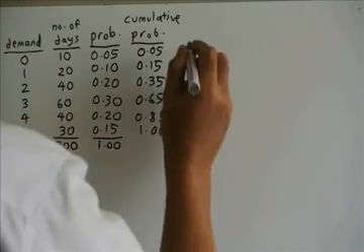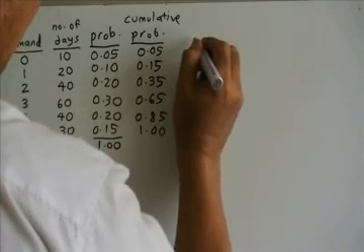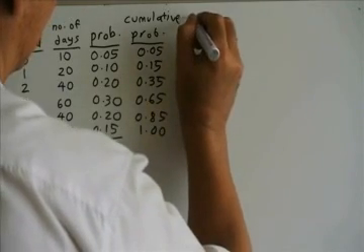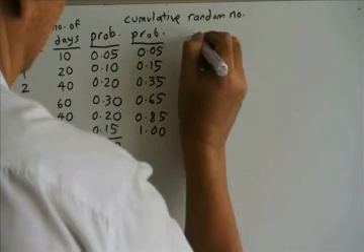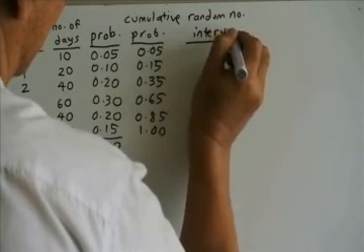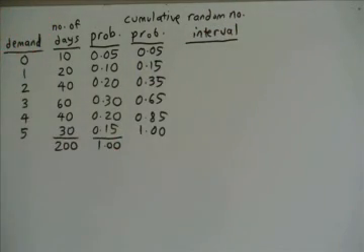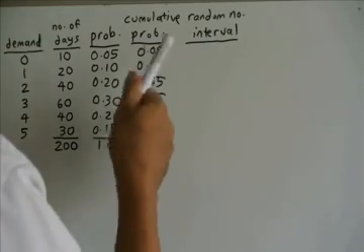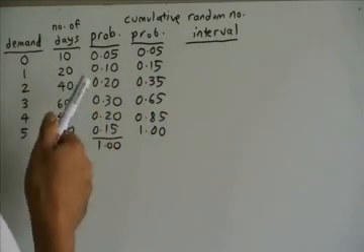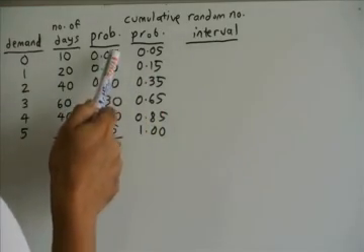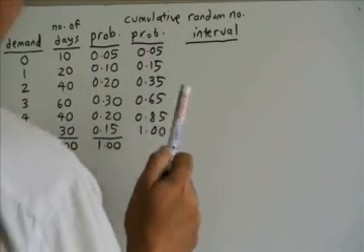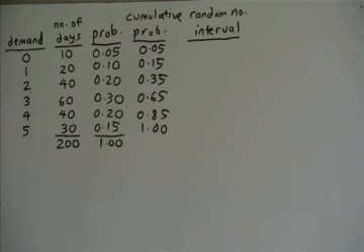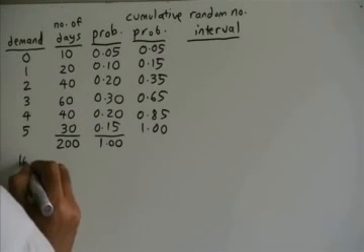Then we add another column, which is the random number interval. This interval shows the probability that if I select the number, the probability is 0.05. The next interval is 0.10 and so on. We use 100 numbers.